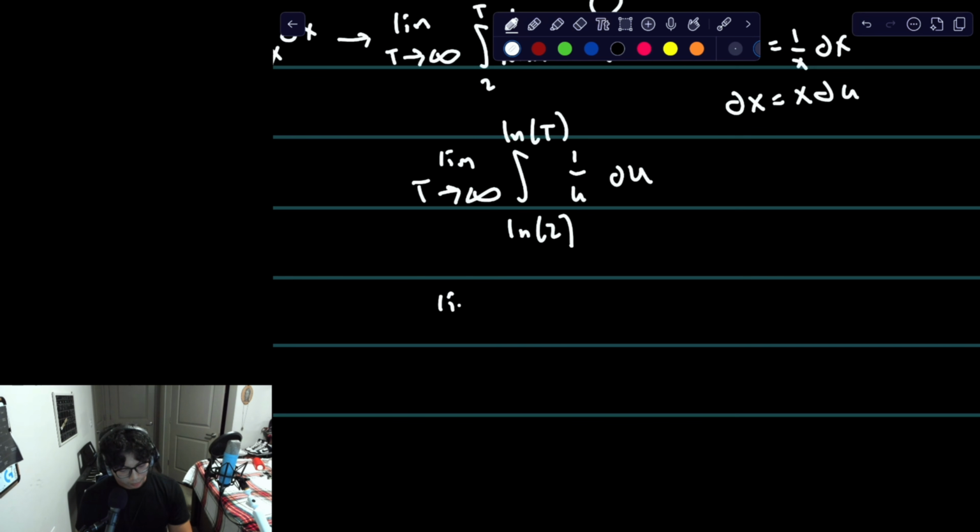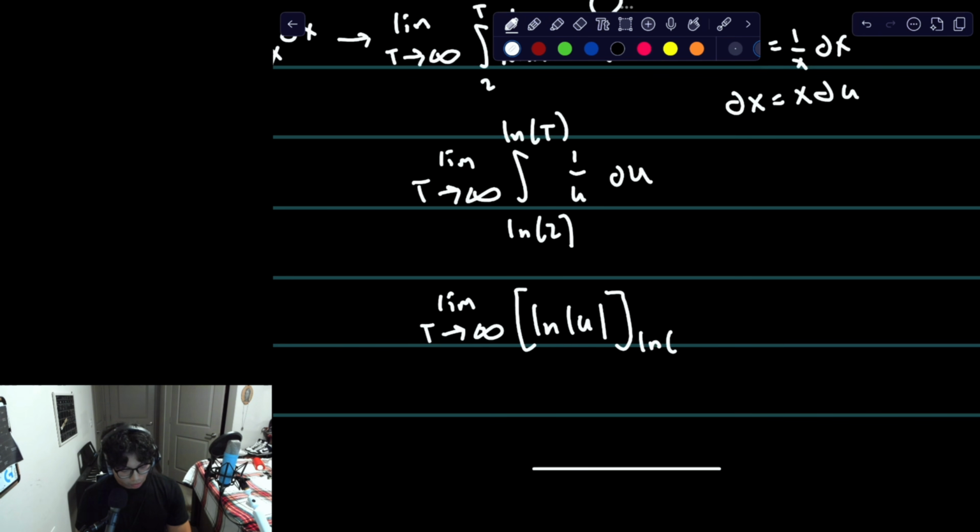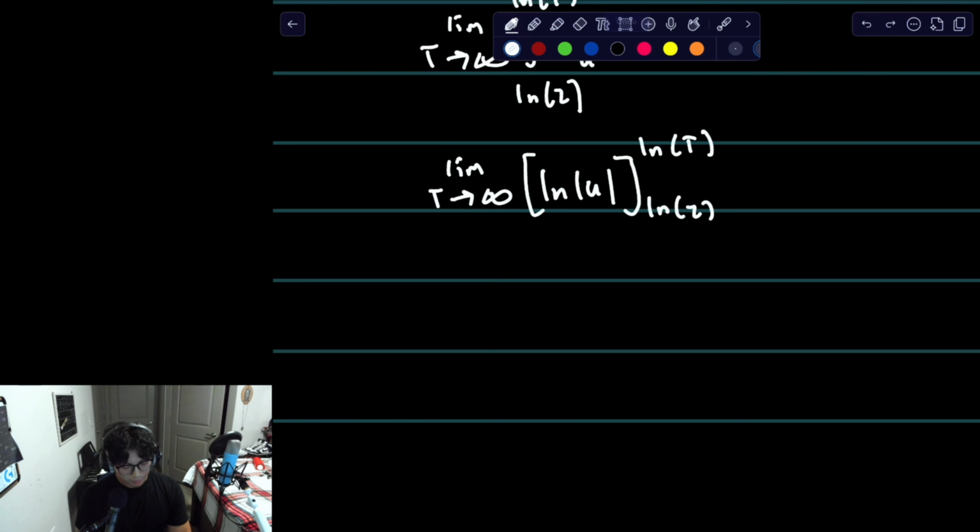Now this eventually becomes the limit as t approaches infinity of ln of the absolute value of u, bounded from ln 2 to ln t. Now this becomes the natural logarithm of ln t minus the natural logarithm of ln 2, which, sorry, I forgot our limit over here.